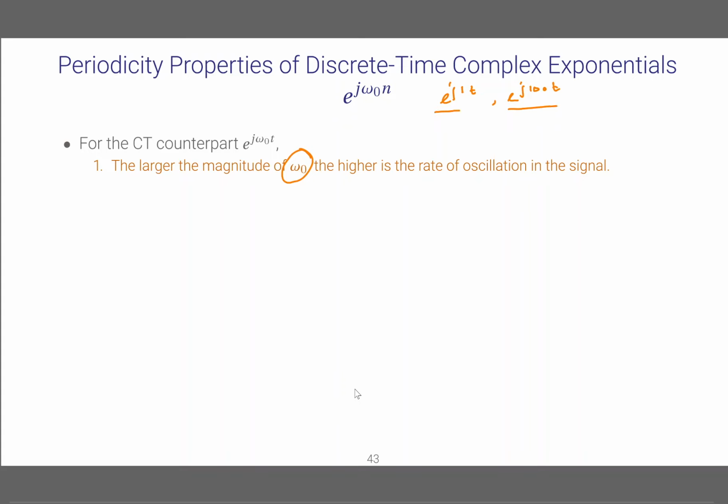If you take the real part, you plot the cosine signal, and this is for a low frequency like 1, and when it is 100, you can see extremely fast oscillations like that. That's what this means.